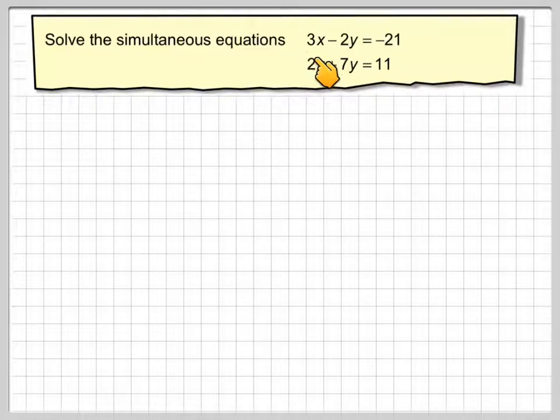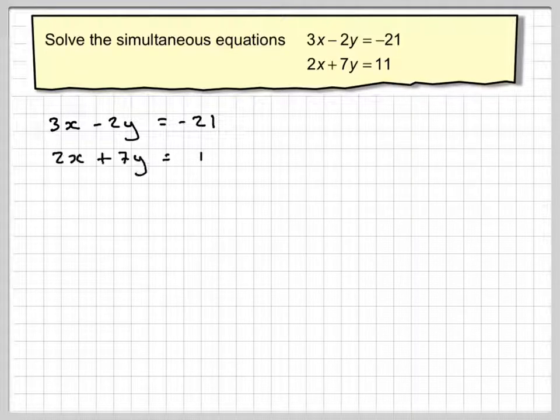Solve the simultaneous equations 3x minus 2y is equal to minus 21 and 2x plus 7y is equal to 11. So write down both equations and then we're going to call this one number 1. It's a good idea to label them. Number 1, you should label them on this side because it makes it easier. And this one number 2.